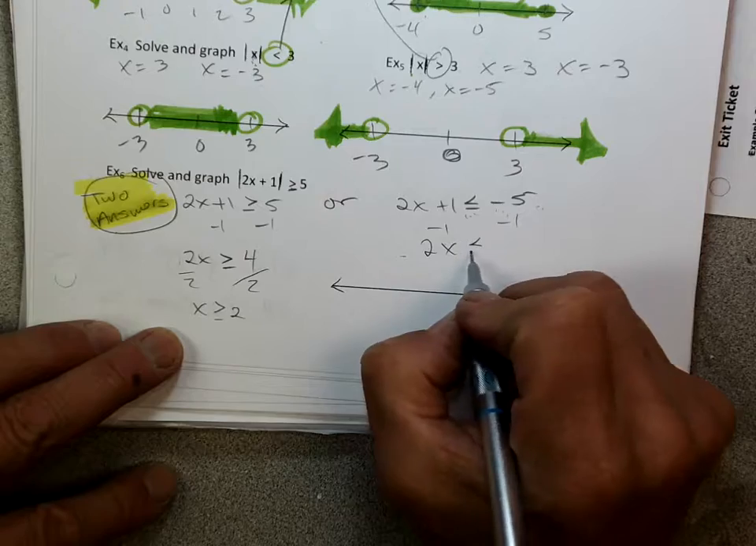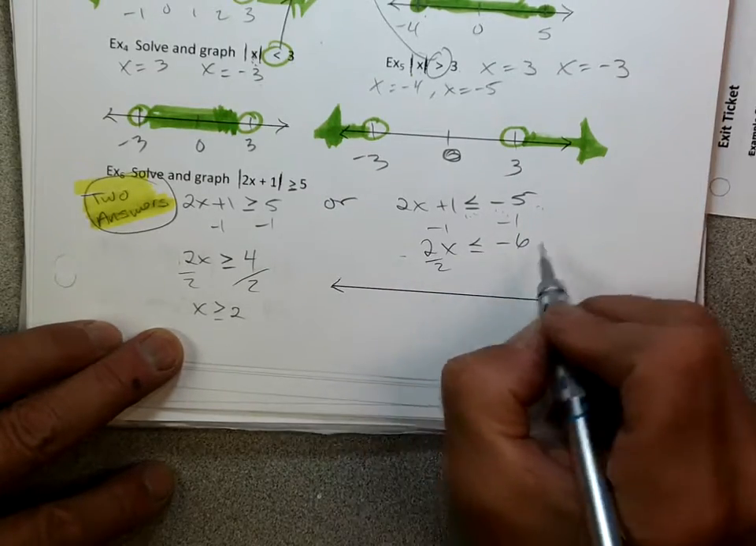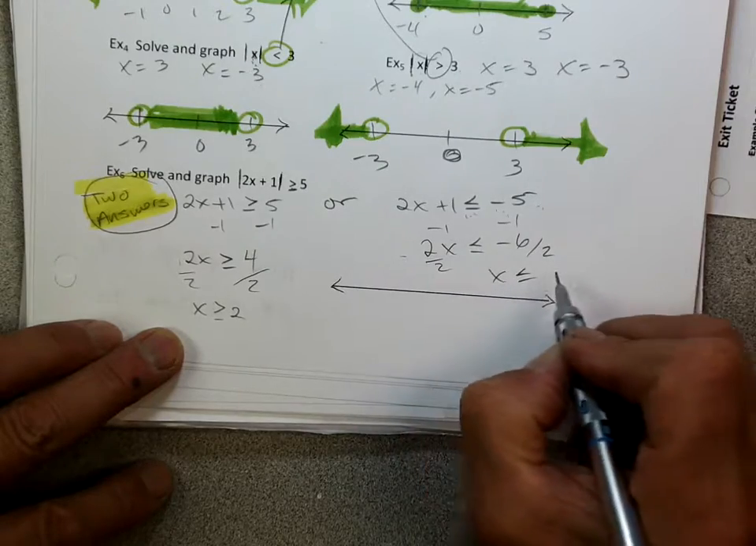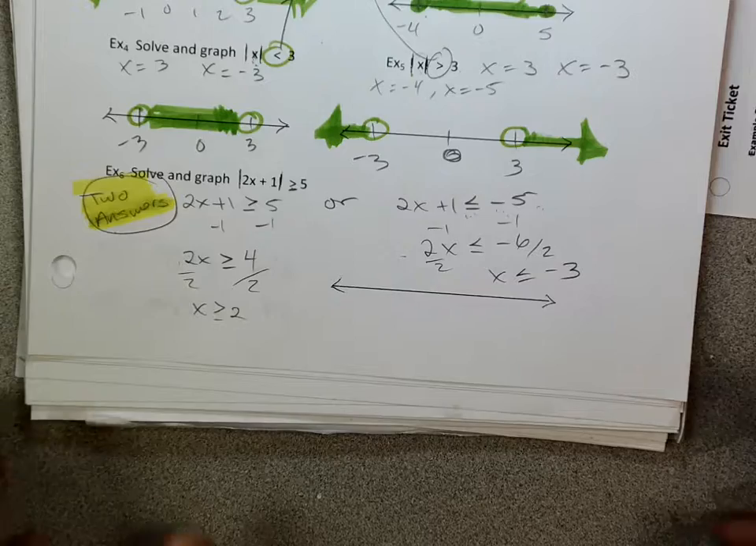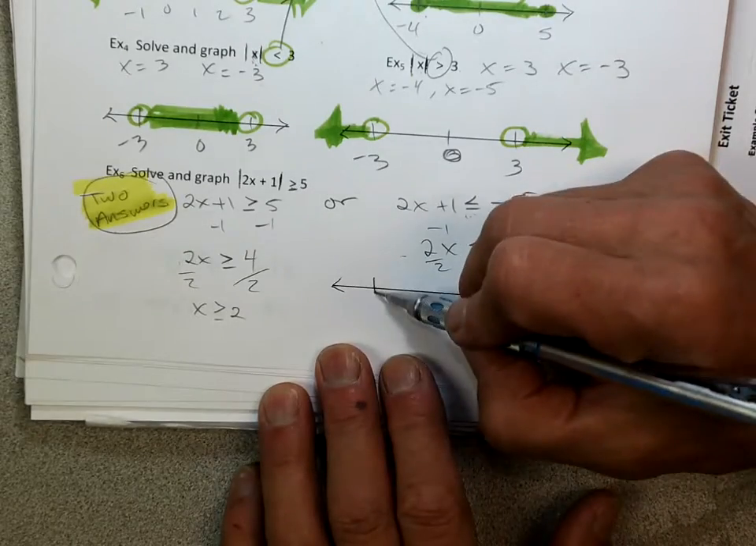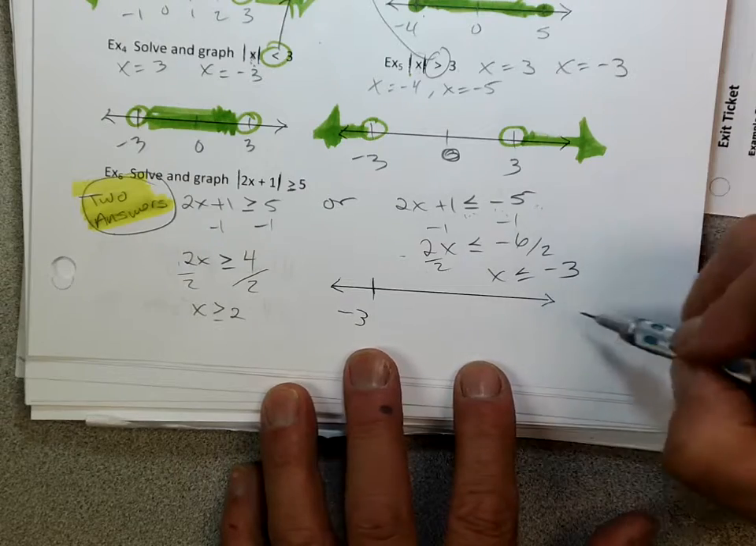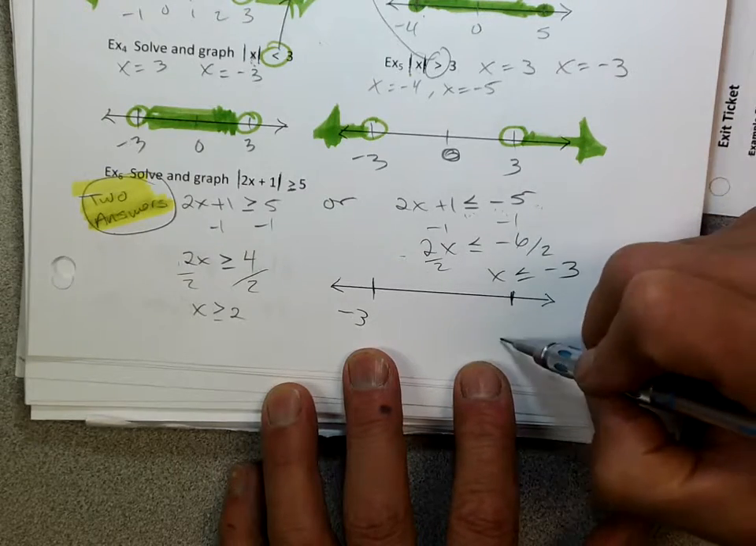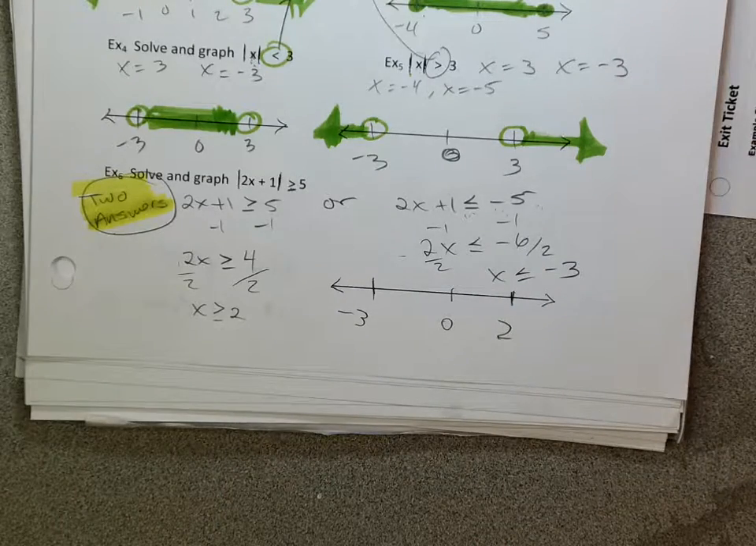2x is less than or equal to negative 6. Divide by 2, x is less than or equal to negative 3, okay? All right, sorry, Abby, I got to try and get out of your way. So I'm going to go negative 3 here. I'm going to go 2 here, and I'll probably put 0 in here. You don't really need 0, but you need the endpoints for sure.